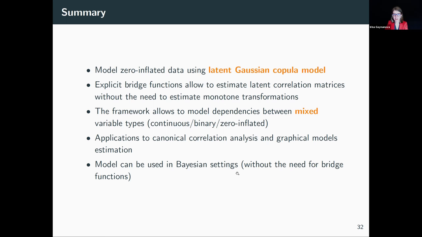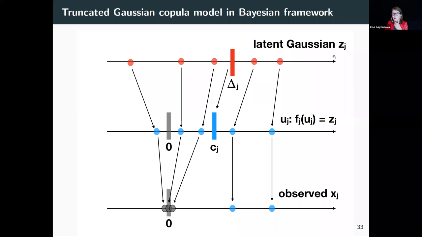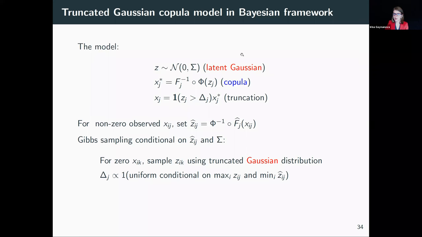So to be specific, this is our model again. We have the latent Gaussian level: the jth variable is standard Gaussian. Then we have the copula level with some monotonic transformation fj. And then we have the observed zero-inflated xj because there is a threshold. So to summarize the model: at the top level, you have a multivariate latent Gaussian. Then you have the copula level, which for convenience I write as a combination of the inverse CDFs corresponding to the transformation and the standard normal CDF corresponding to the latent Gaussian level. And after the copula, you have the truncation step. Okay, so those are the three things.